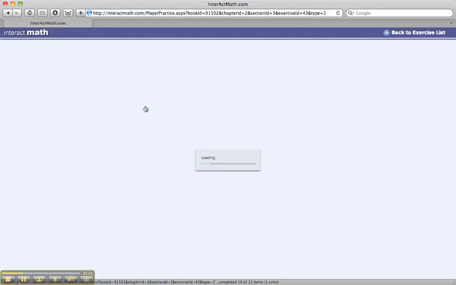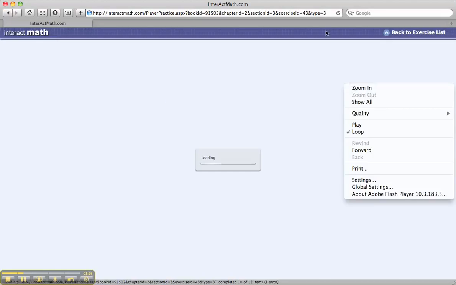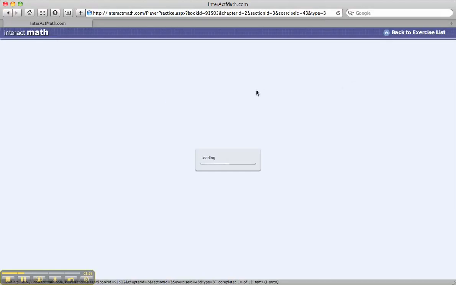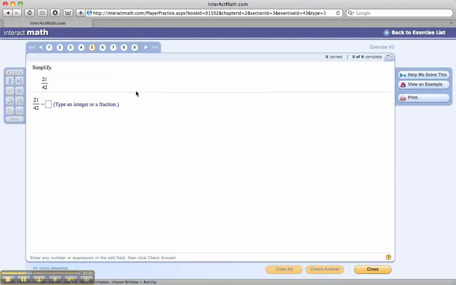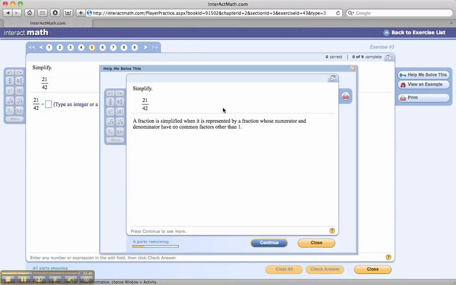Okay, so you're going to need to have, I believe it's Flash installed on your computer. Yep. And once it loads, we'll see that it gives us a question. So it's asking us to simplify 21 over 42. So what's nice about this is over here I can click on the right side, I can click on Help Me Solve This, and it will give me some explanation that might help me.